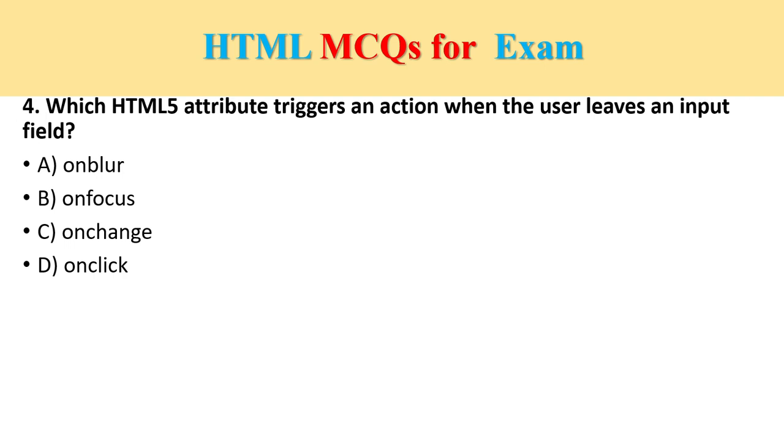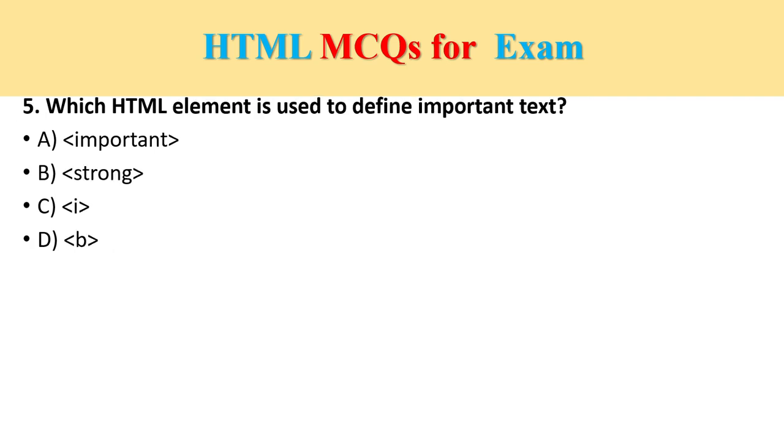4, which HTML attribute triggers an action when the user leaves an input field? A, onBlur is the correct answer. Question number 5, which HTML element is used to define important text? To define important text in HTML, we can use the strong tag. B is the correct answer.